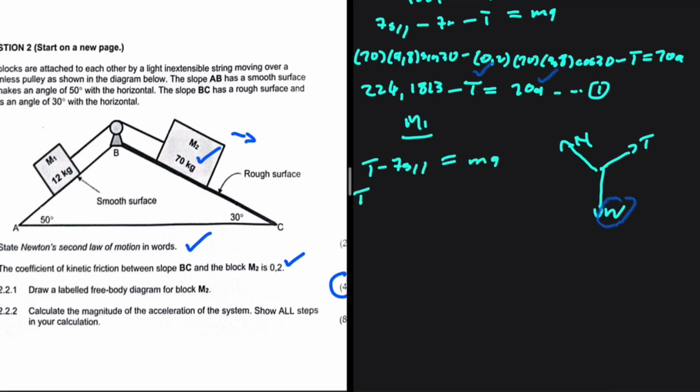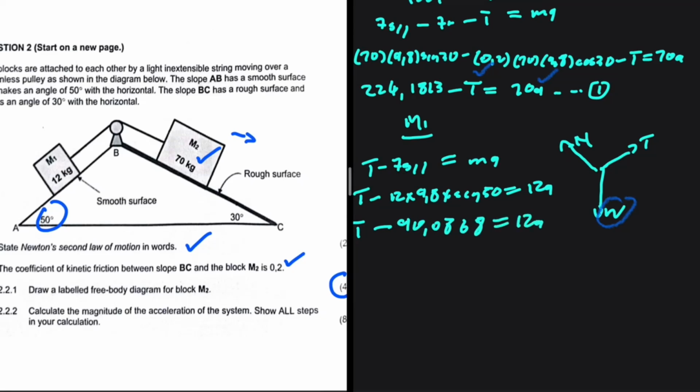We're going to have the tension minus Fg parallel. The mass is 12 multiplied by 9.8 multiplied by sine of theta. The angle of inclination is 50 degrees. So we're going to have the tension minus 90.0868 being equal to 12a. This is our equation 2.